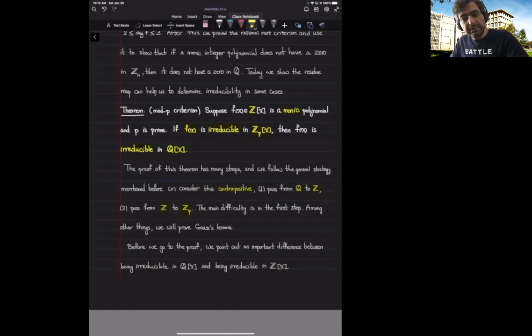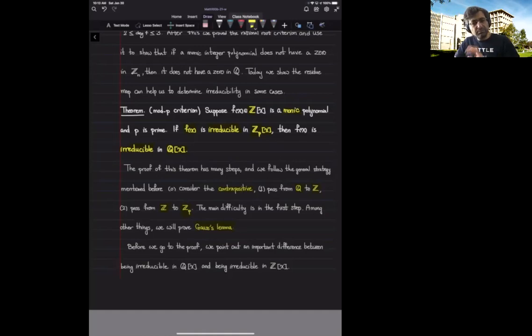So similar to the 0 case, when we wanted to understand whether or not not having 0 in Z sub n implies not having 0 in Q. There again, we had this type of argument. We said not having 0 in Q implies having 0 in Z, and then we deduced having 0 in Z sub n. The first step was essentially the rational root criterion. It was much more subtle than the second step. The same is true here. The first step is the meat of the argument, and that is where we need to prove Gauss's lemma, among other things. And so Gauss's lemma is the key ingredient in this proof.